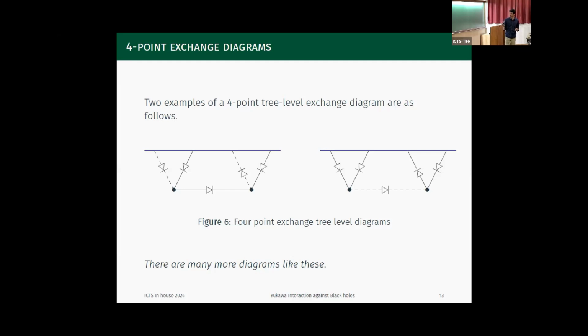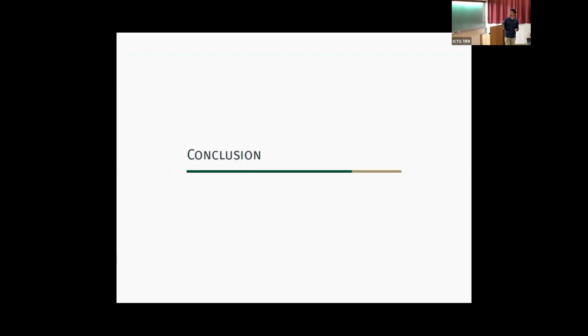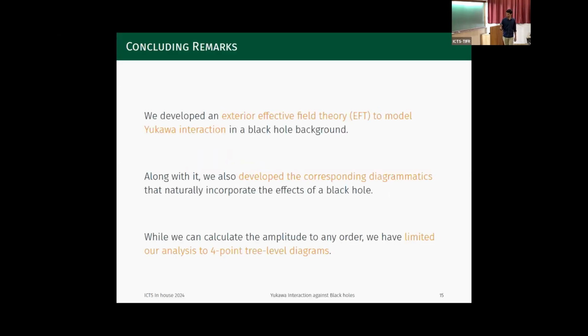Now I will try to conclude, because once you have the Feynman rules and the exterior effective field theory established, you can do what we generally do in standard quantum field theory textbooks and obtain other physical quantities. So let me just conclude with some remarks. What we have done is develop an exterior effective field theory. By exterior, I mean the exterior of the black hole, ignoring the interior, to model Yukawa interaction in the black hole background.